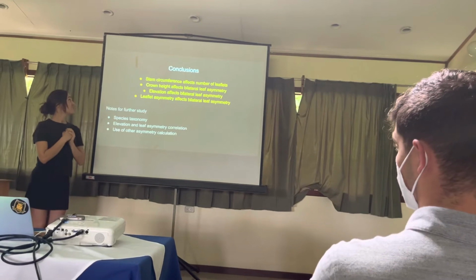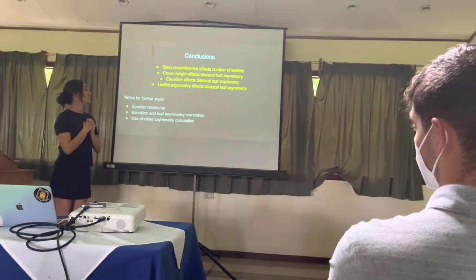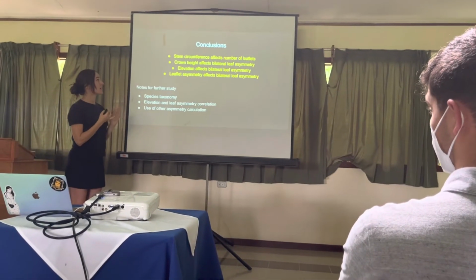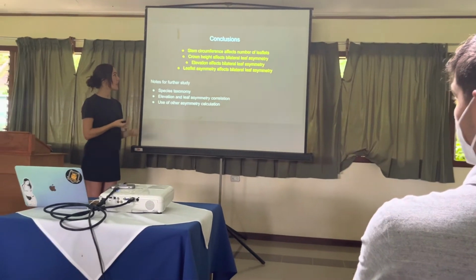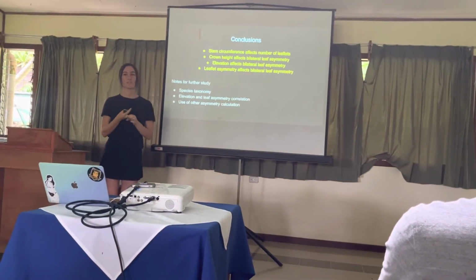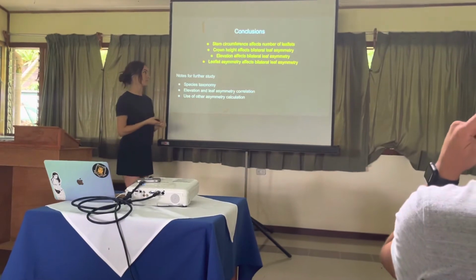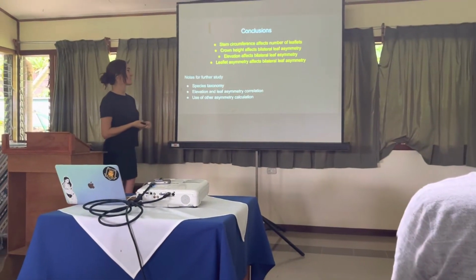My conclusions: stem circumference affects number of leaflets, so we found that. We found that bilateral leaf asymmetry is affected by crown height, elevation, and leaflet asymmetry. So these are all correlations that are statistically significant.